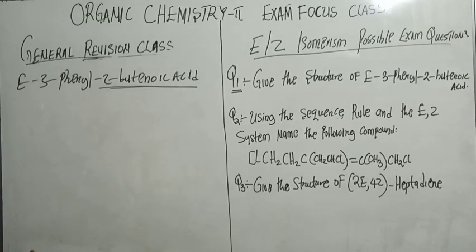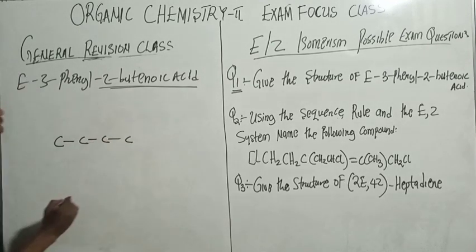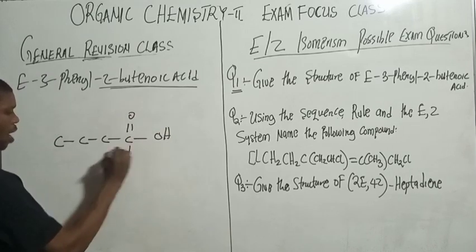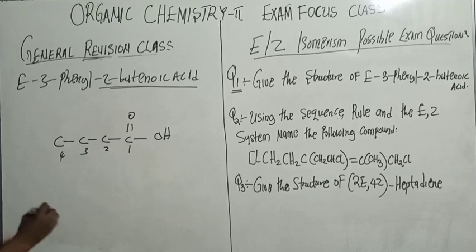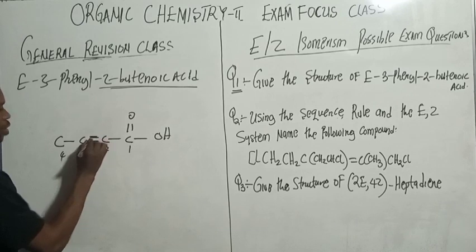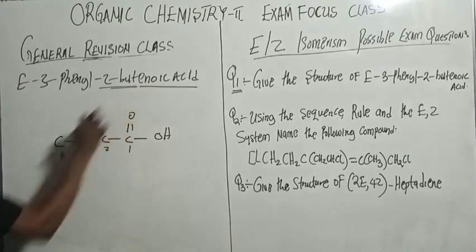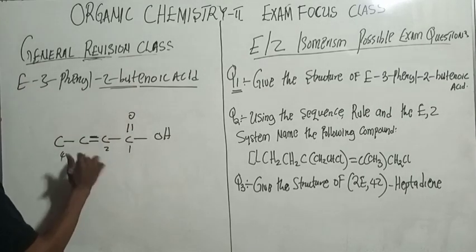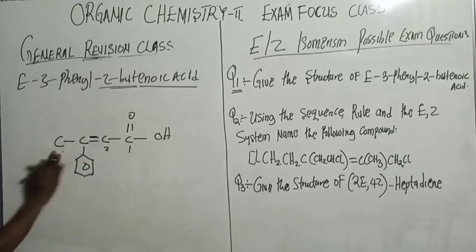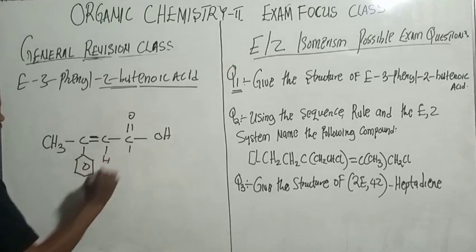But means how many carbon atoms? But means 4 carbon atoms. 1, 2, 3, 4. And there's a functional group here, the carboxylic acid functional group. 1, 2, 3, 4. Now, carbon number 2 has a double bond. So that's why I say butene, not butane. So there's a double bond here. Then carbon number 3 has a phenyl group. So this is the structure. CH3, right? Now here we have hydrogen.